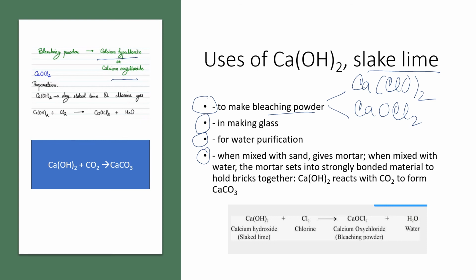When mixed with sand it gives mortar. When mixed with water, the mortar sets into a strongly bonded material to hold bricks together. The Ca(OH)2 reacts with CO2 to form CaCO3. The Ca(OH)2 can react with chlorine to form CaCl2, or calcium oxychloride, as bleaching powder. This one.